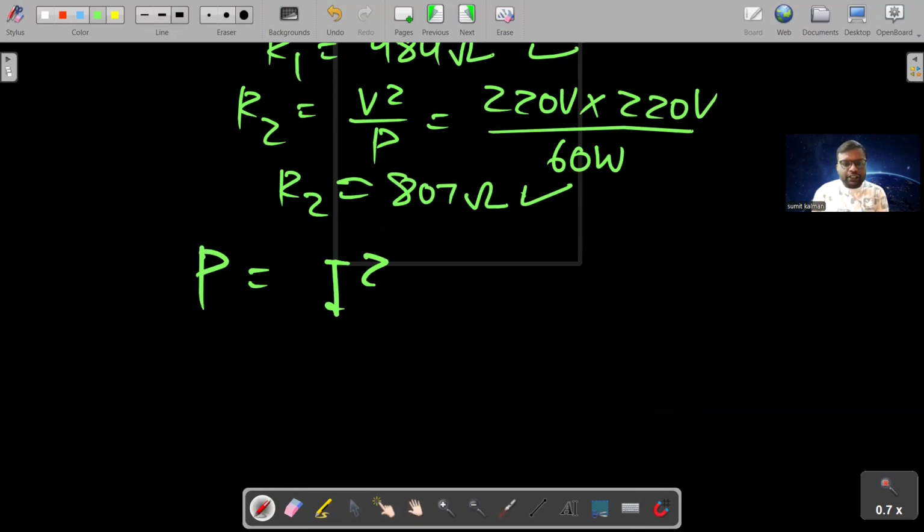Now what next do we have to see? As we all know, the relation between power, current, and resistance is P equals I square R. So students, these two bulbs are connected in series combination, so the current will be the same.